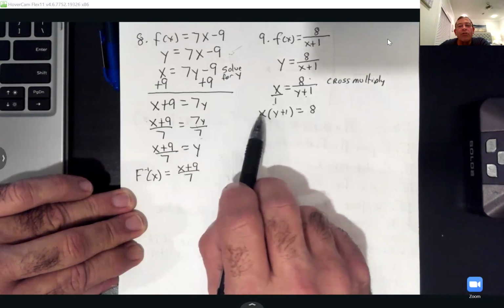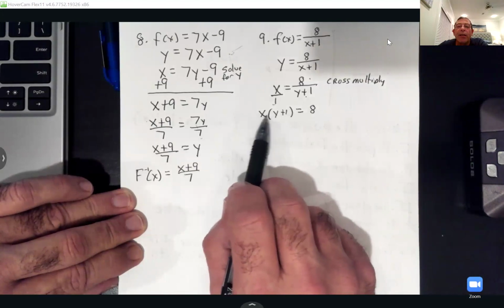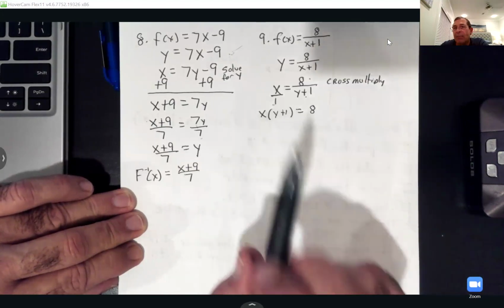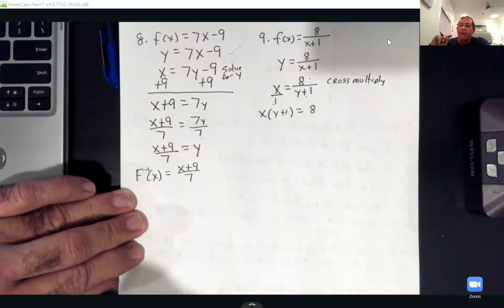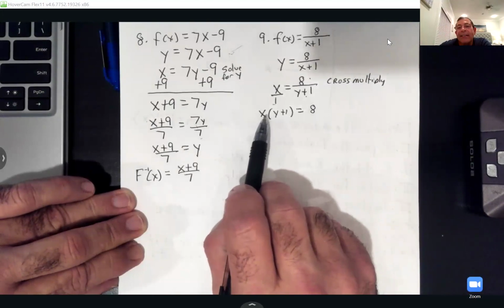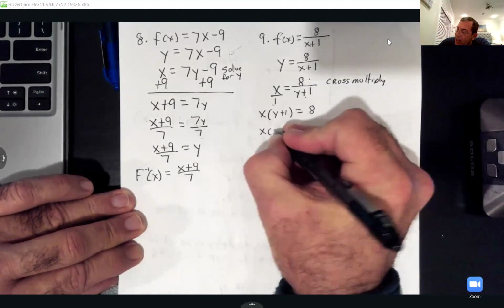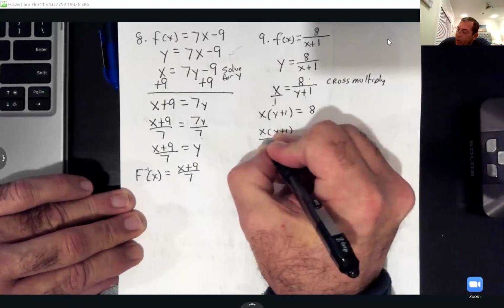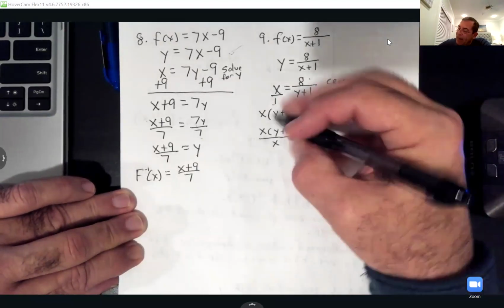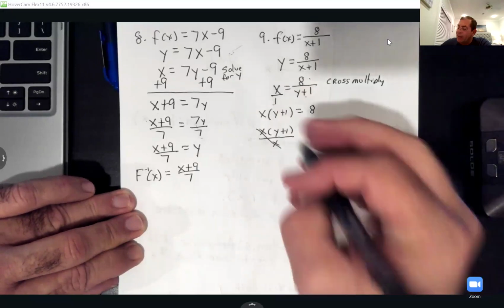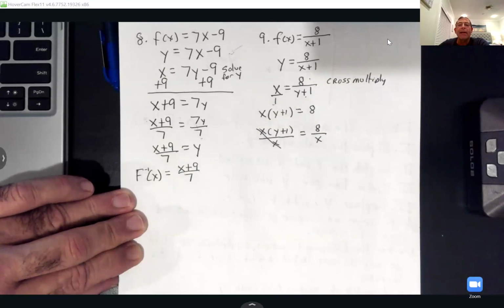I'm not going to distribute this x into these parentheses, because all that would do is give me an x times y and an x times 1. That makes that 1x into a bunch of x's. So since this x is being multiplied, can I not come in and divide both sides by that x? Because by dividing by x, it now cancels out the x. And then on the right side, I divide by the x.